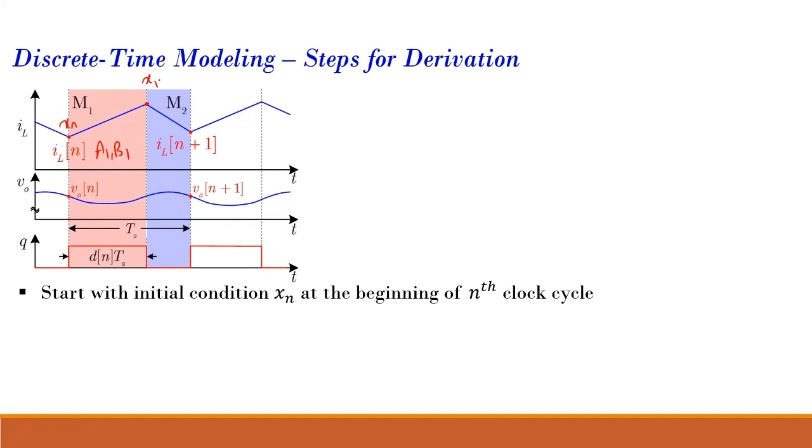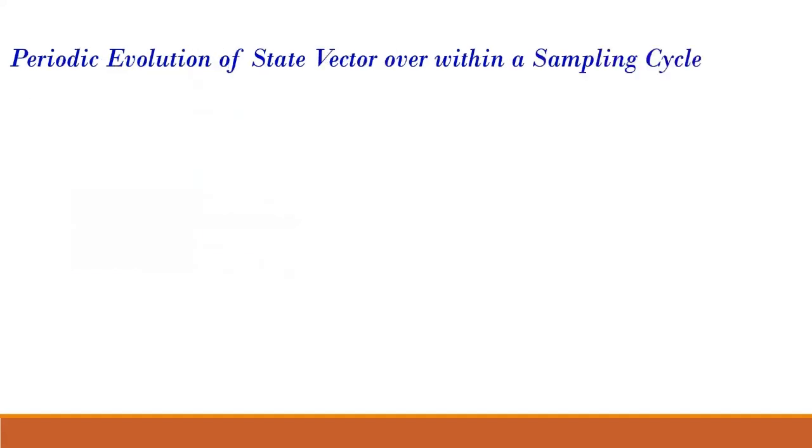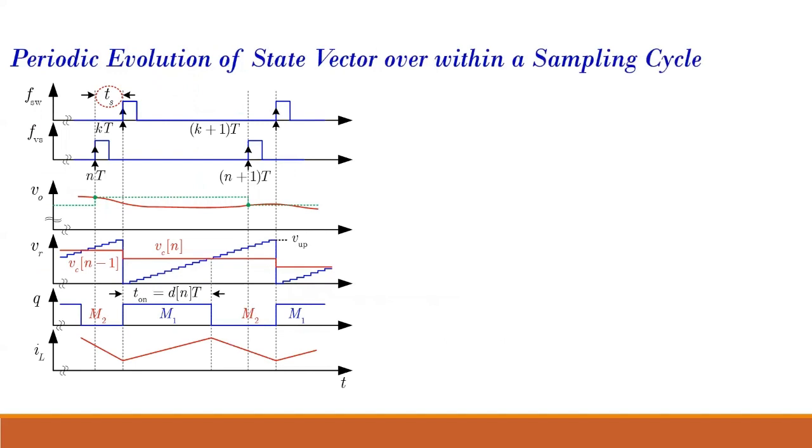Then from x1, I will use the matrices A2, B2, and I will find out what will be the value at xn plus 1. So this is my discrete time model. From xn, I will go to x1. From x1, I will go to xn plus 1. Then I will write x1 in terms of xn, and effectively I will write xn plus 1 in terms of xn. So I will get a sort of discrete time map.